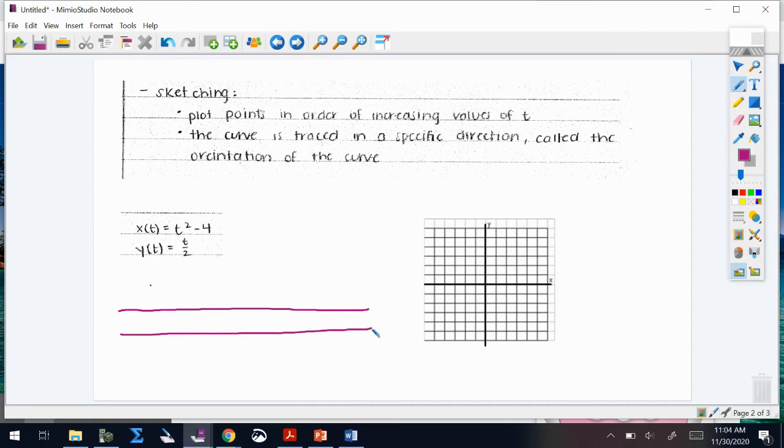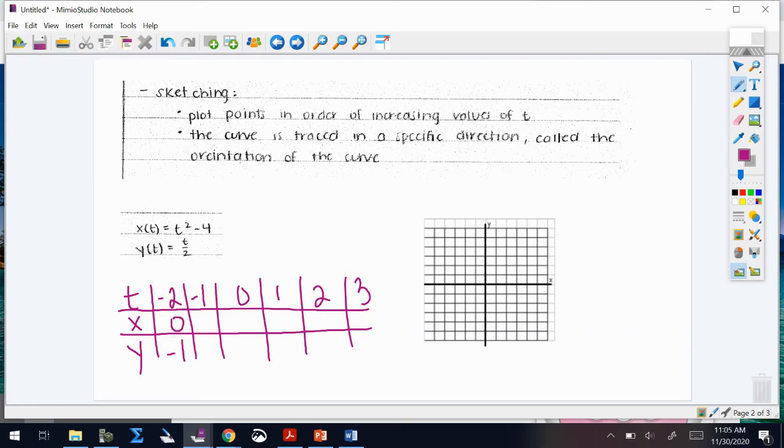I'm going to put in my t value, and I'm going to get an x and a y from that. Usually we have an xy table. Well, now I have a t, x, y table. And I'm going to put t values in that go from -2 to 3, in whole number increments. So when I put -2 into my x equation, -2 squared is 4, minus 4 is 0. And when I put -2 into my y equation, I get -2 divided by 2, which is -1. So that's going to be the first point on my graph here.